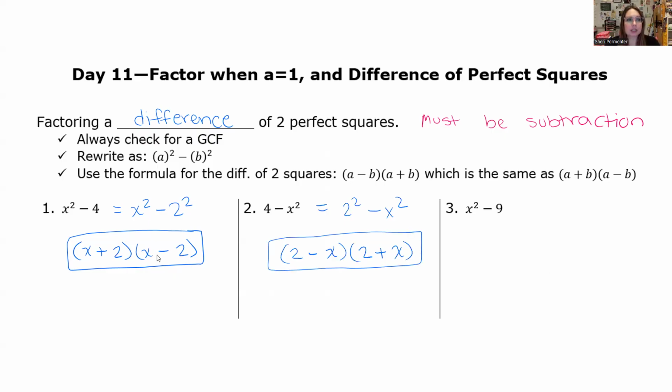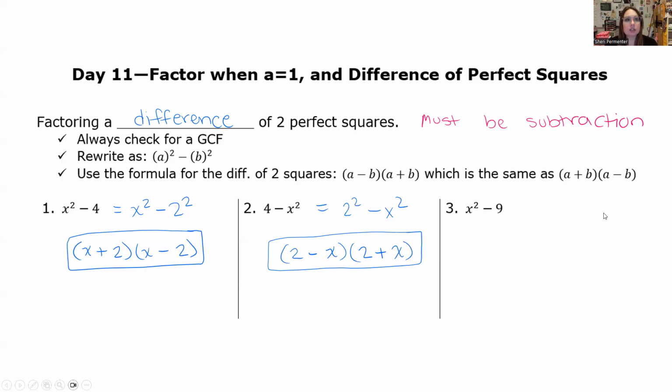So these are not actually the same answer, and you can tell because of the position. And so yes, X plus 2 is the same thing as 2 plus X. That's the same. But X minus 2 is not the same thing as 2 minus X. Position matters for subtraction. So next, X squared minus 9.